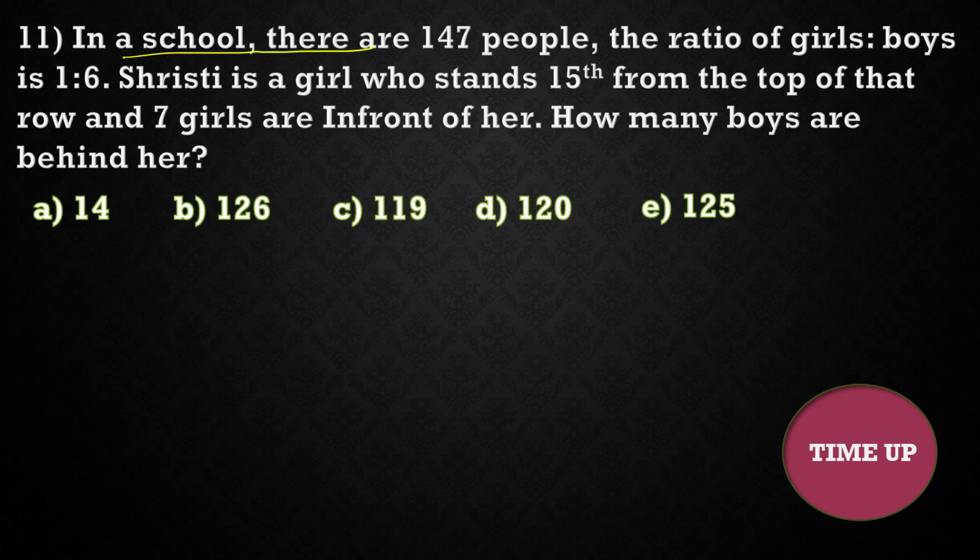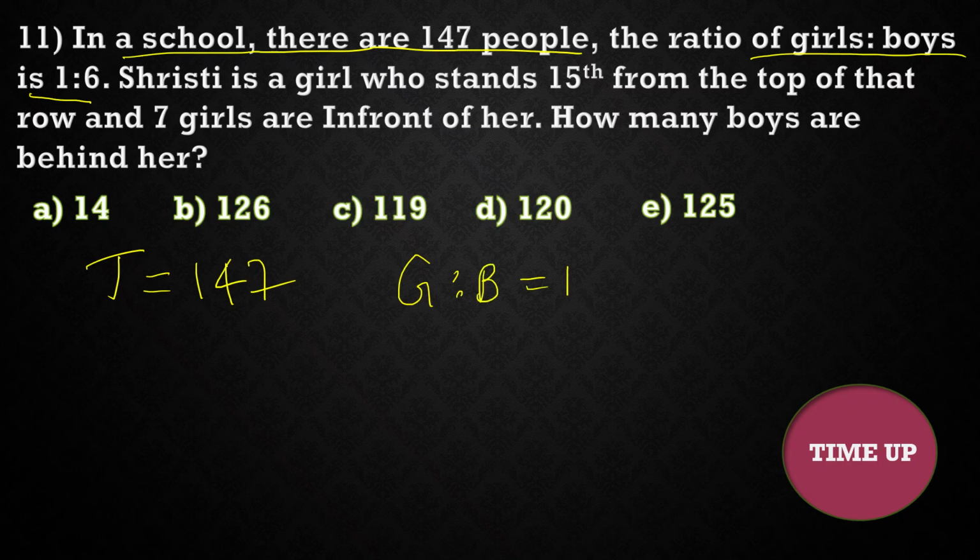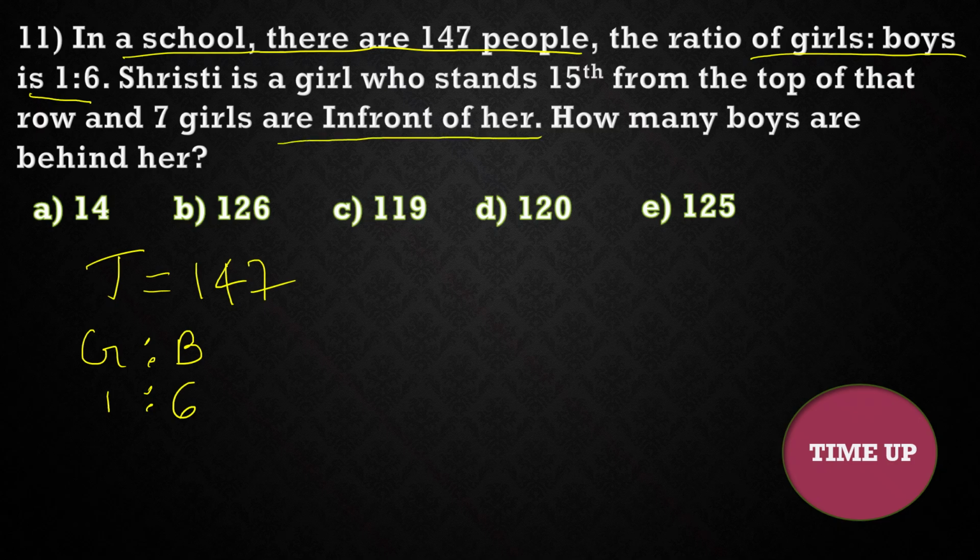In a school, there are 147 people. From this I know that the total number of people is 147. The ratio of girls to boys, 1 is to 6, is given. I'll write it here, otherwise the space will get consumed. Shrishti is a girl who stands 15th from the top of that row and 7 girls are in front of her. How many boys are behind her? They have asked.